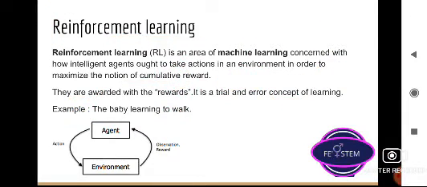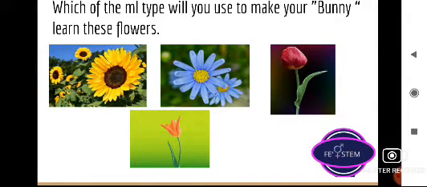So let's move ahead. Now there is a question present over here. Which of the ML types will you use to make your bunny learn these flowers? You can drop your answers in the comment section and I would be very pleased to answer each and every one of them. So please go ahead.